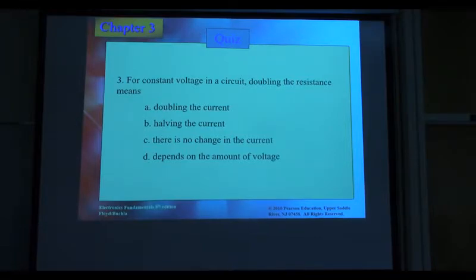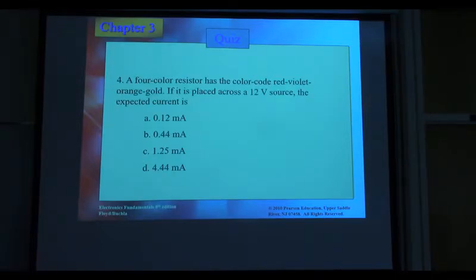Any further questions on this? So everyone is good on this? Yes, sir. So you can get this point, right? I understand. Next one. A 4-color resistor has a code red, violet, orange, gold. If it's placed across the 12 V source, what is the current?